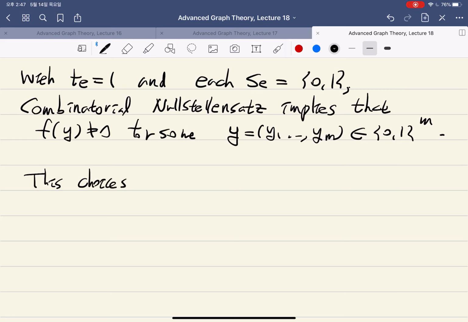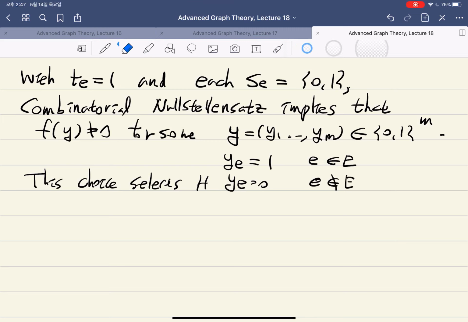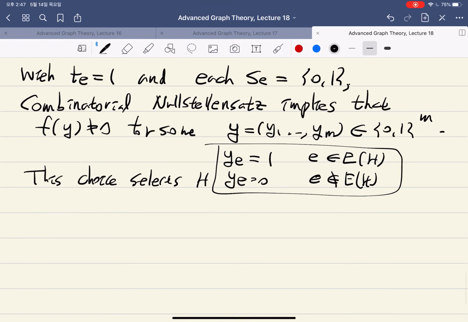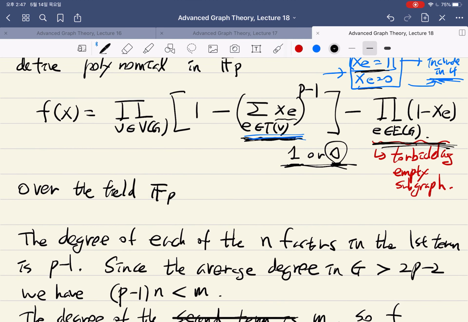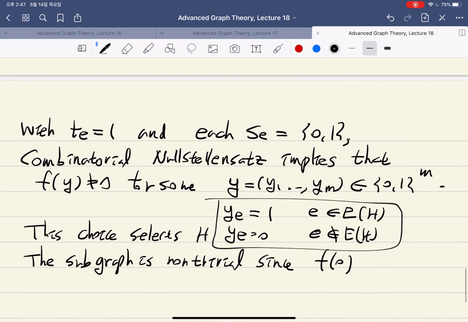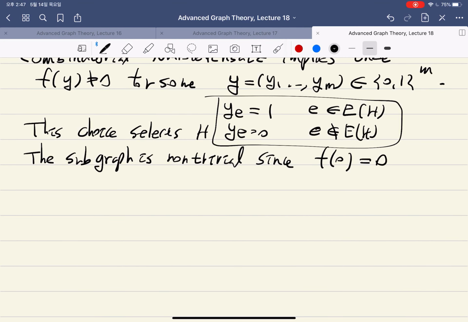And this choice selects H as follows: if y_e is 1, then e is in H, and if y_e is 0, then e is not in H. We know that this subgraph is non-trivial, because if we plug in f(0), everything is 0, then what do we get? This is 1, this is 1, so 1 minus 1 is 0, so this is 0. So this y is not all 0, so this is a non-trivial subgraph.